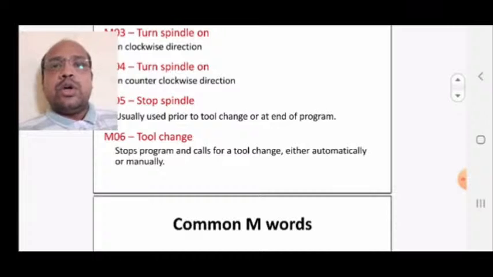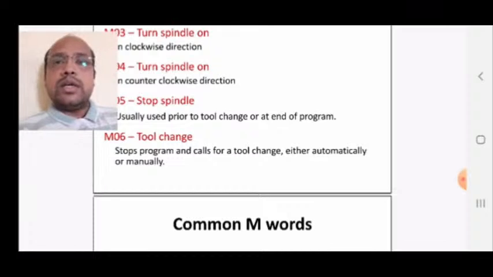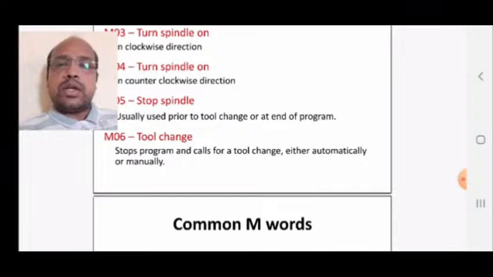M06, change of the tool. So we have a tool holder in the CNC machine. In this tool holder, different tools are located and each tool is numbered. For example, T01 is tool number 1, T02 tool number 2, T03 tool number 3, and so on. So you have to define the number of the tool. Suppose I want tool number 3, so you should write in the part program M06 T03. So in this way you should write a code. Writing of the part program we will see in the next part of the chapter.